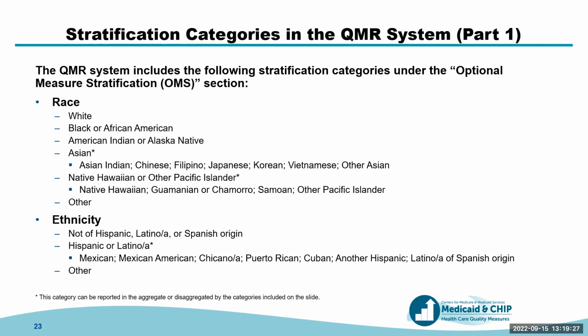So the QMR system includes stratification by several categories. On this slide, we show the categories included under race and the categories included under ethnicity. For several categories, states have the option to report either in the aggregate or more detailed data. So for example, states could report an aggregate Asian category or data by Asian Indian, Chinese, Filipino, Japanese, Korean, Vietnamese, or other Asian. So please note that race and ethnicity are collected as separate variables in QMR. Next slide, please.